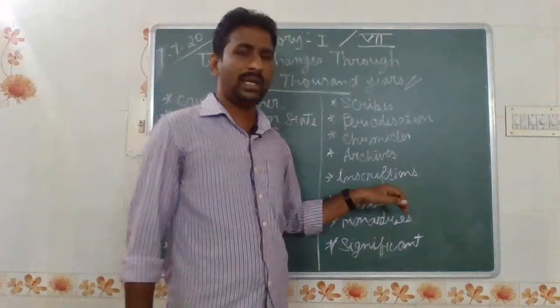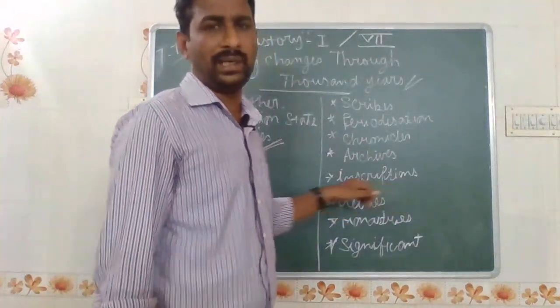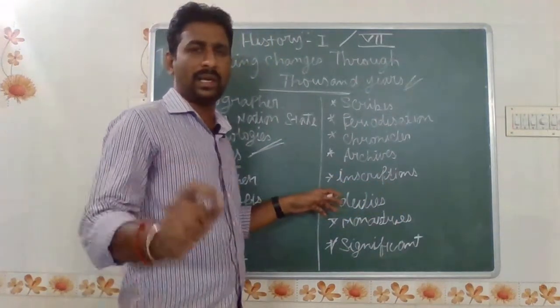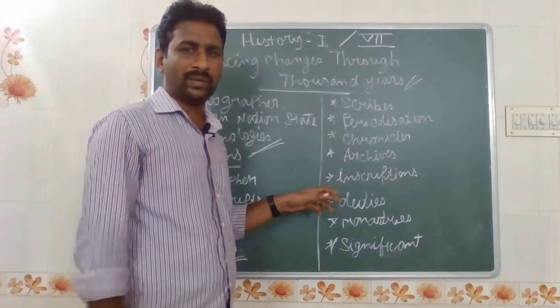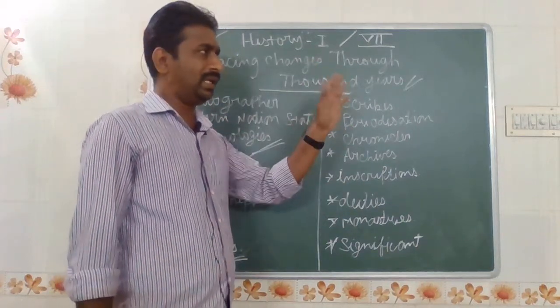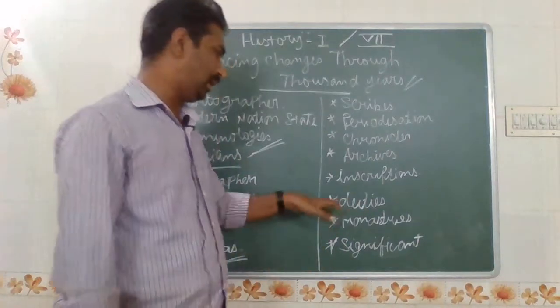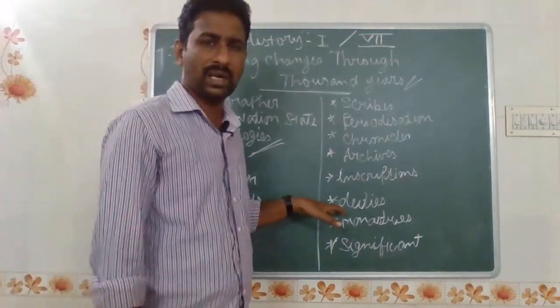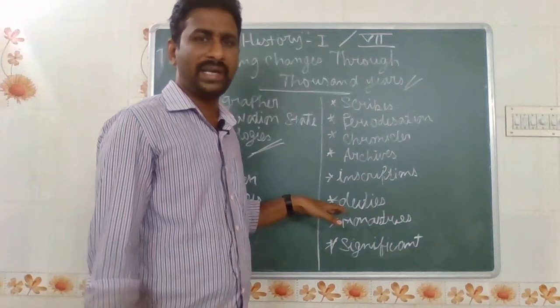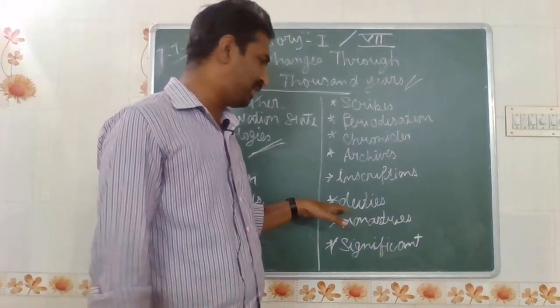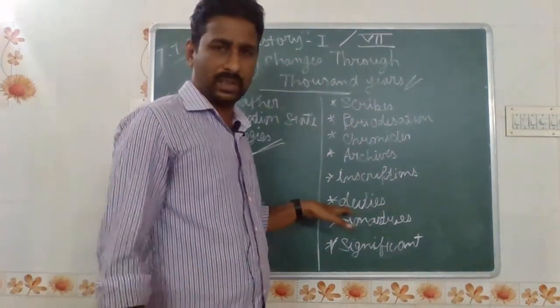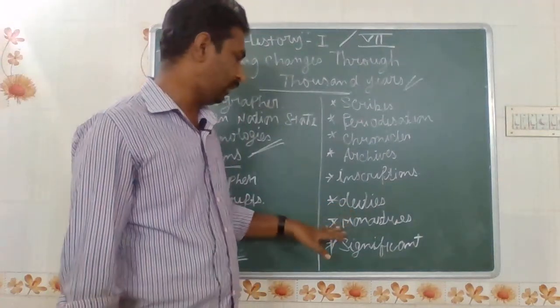And inscriptions. Inscription means, you might have seen in temples, kalvettugal as we say in Tamil. In temples you might have seen so many historical things written on the walls. And deities. Deities means kadavulargal, deivangal. So many deities were worshipped by the ancient people. Deities means some goddess or god.